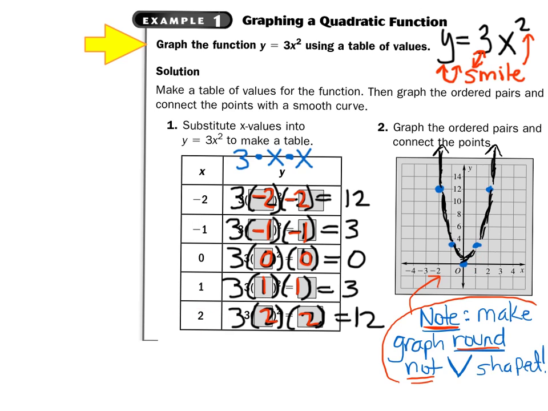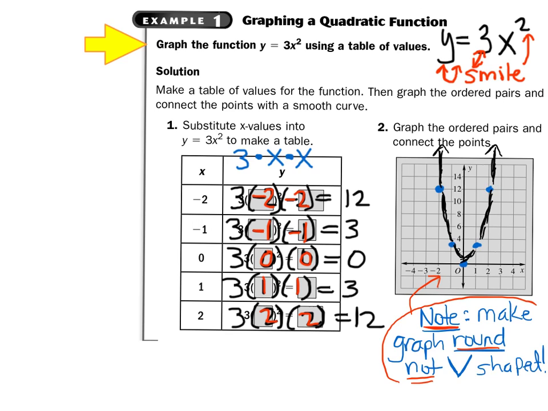And then let's input a positive 2. So 3 times 2 times 2 would just make 12. So we're going to start at the origin, go to the right to 2, and then get in the elevator and go up to 12 and put a dot.